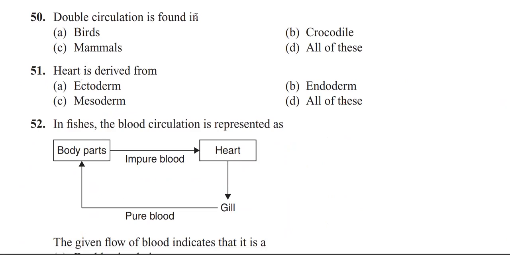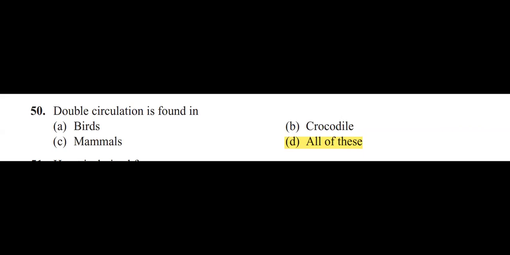Double circulation is found in birds, crocodiles, mammals, all of these. All of these possess a completely four-chambered heart, which has completely double circulation. That's about the video.